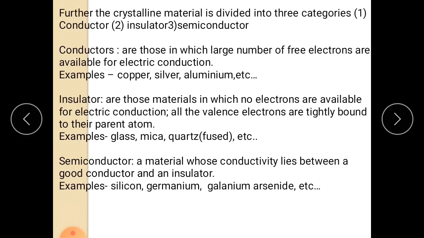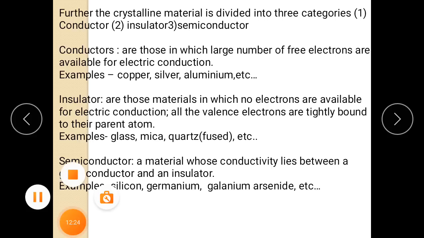Third type of crystalline material is semiconductor, a material whose conductivity lies between a good conductor and an insulator. Sometimes the semiconductor acts as a conductor and sometimes as an insulator. Examples are silicon, germanium, gallium arsenide, etc.